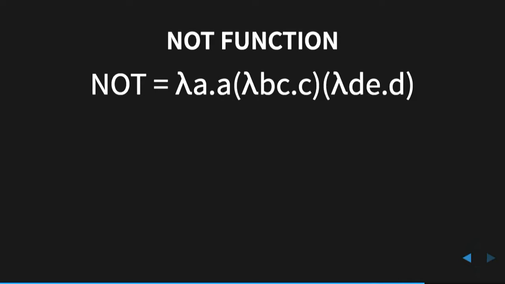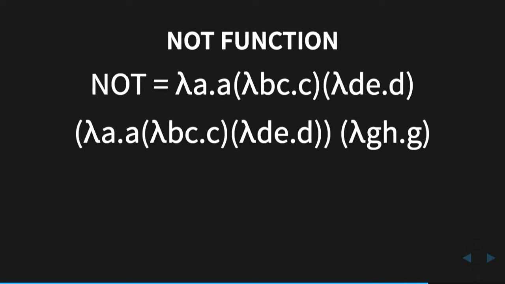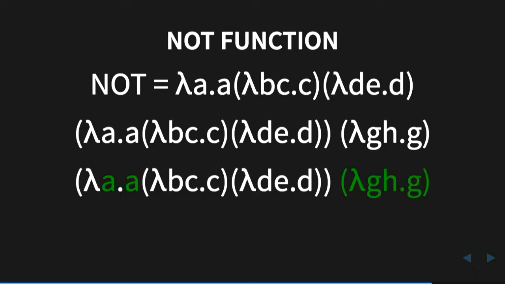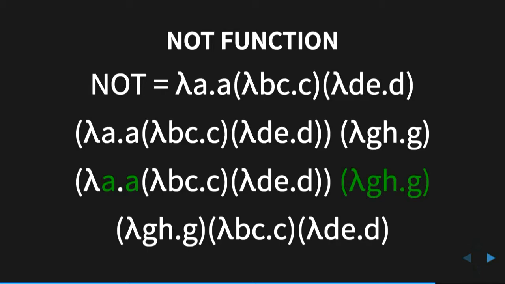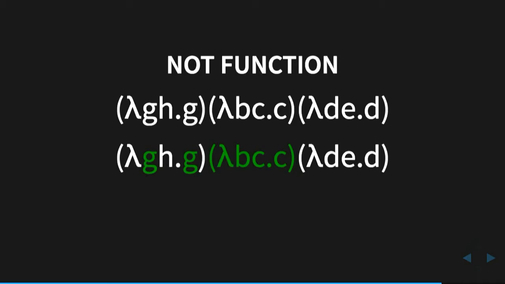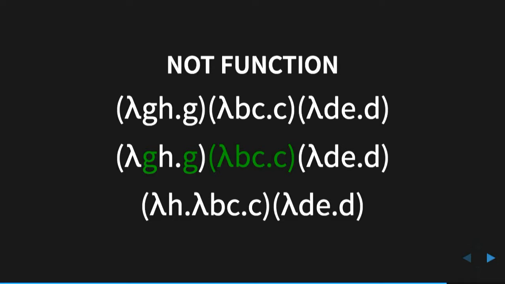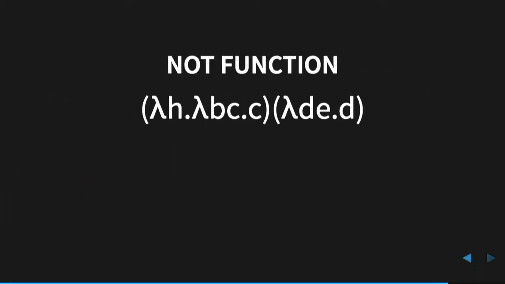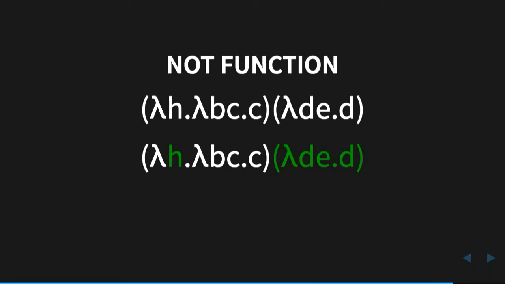What about, say, a not function? Here's an example. Let's take not, and we'll pass in a true, which is returning the first parameter on the right there. So again, we substitute that in. It appears right at the start, so that substitutes in. Now we take that expression, and we can substitute in the next parameter for G, so that appears in the body. We have one more parameter on the right, so we substitute that in for H. H doesn't appear in the body anywhere, so that just leaves us with the body.